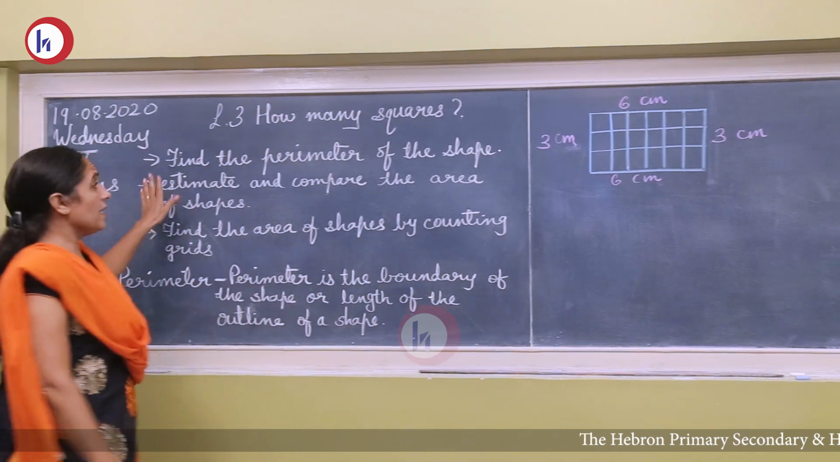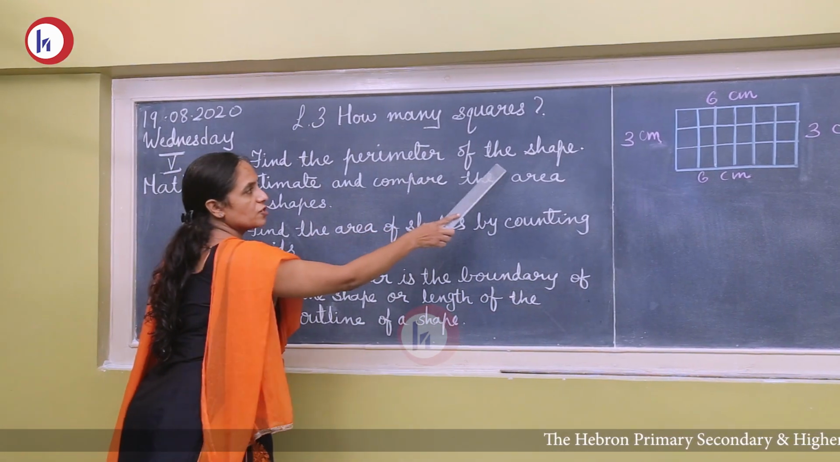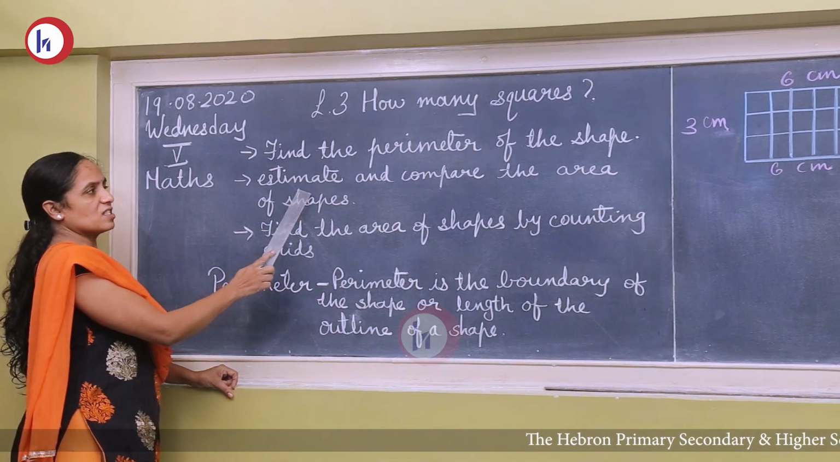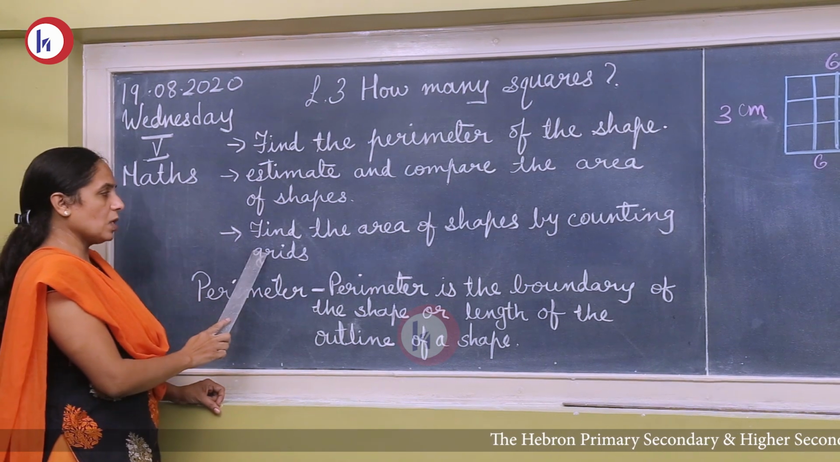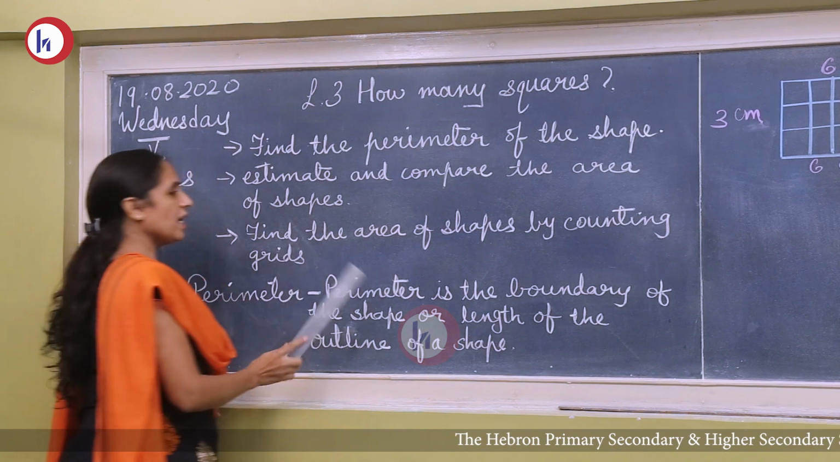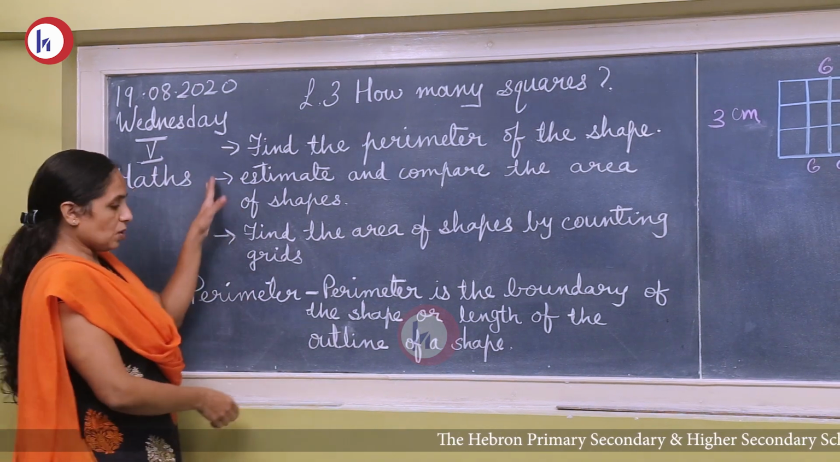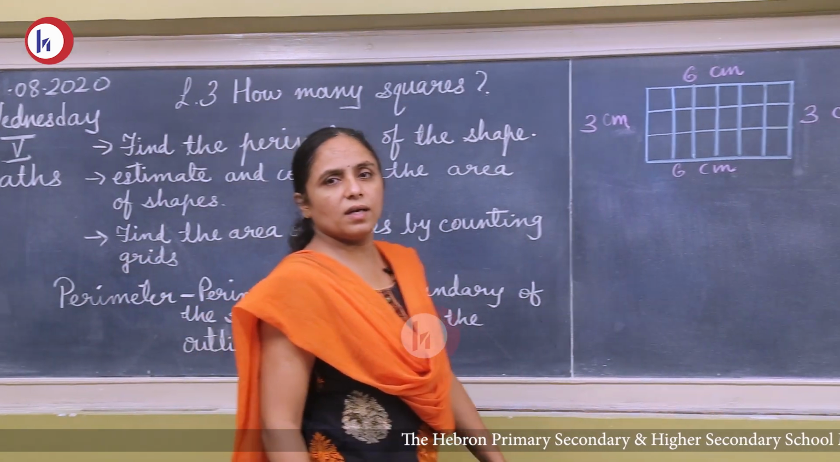Okay? See, in this chapter we will learn find the perimeter of the shape. Second topic, estimate and compare the area of shapes. And the third topic is find the area of shapes by counting grids. Okay? So today we are going to do only this. Find the perimeter of the shape.